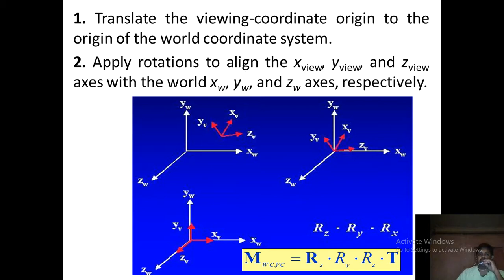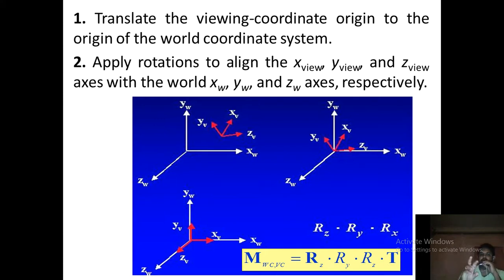Then apply rotation to align x view, y view and z view in such a way that x view aligns with xw, y view aligns with yw, and z view aligns with zw, respectively. We have seen this in the image, right? Originally xv, yv, zv are somewhere here, and the xw, yw, zw origin is different. What we have done is translate so that the origin of xv, yv, zv aligns with the xw, yw, zw origin.